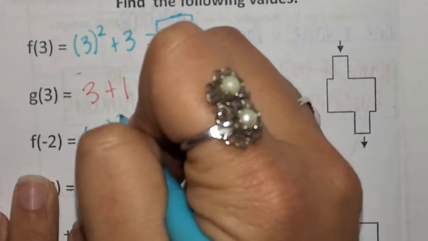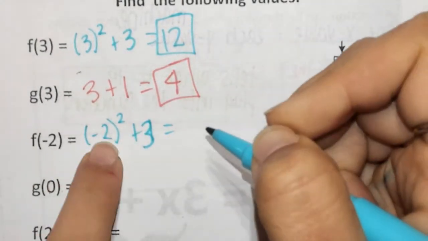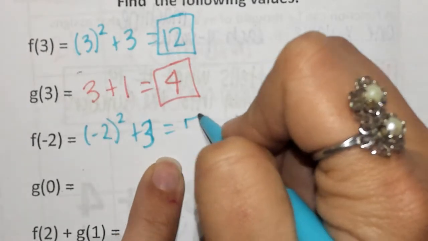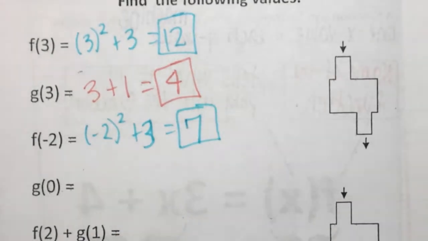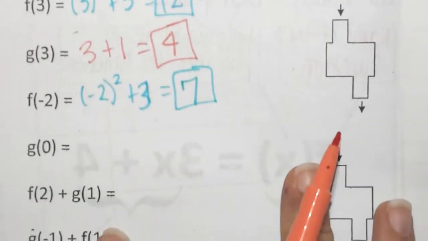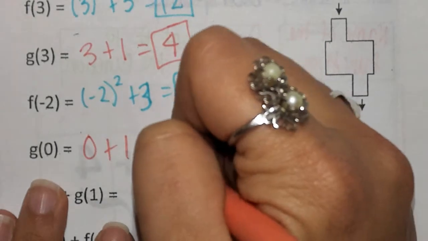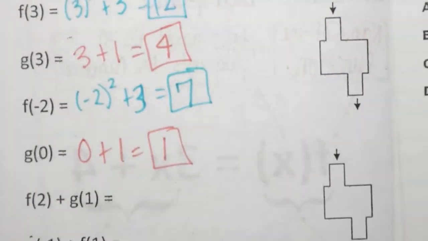Because you put it in parentheses. You have -2 squared plus 3, right? So -2 squared is 4. 4 plus 3 is 7 for f at -2. Alright, for G, you do 0 plus 1 and you get? 1. Take a point.